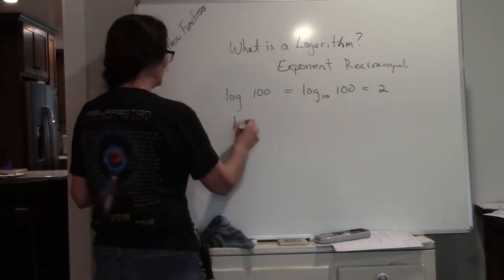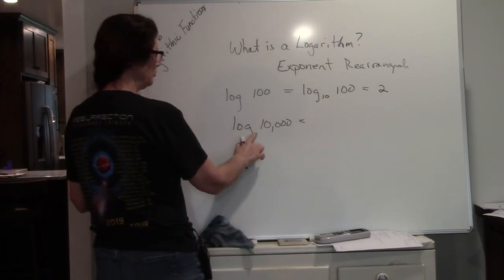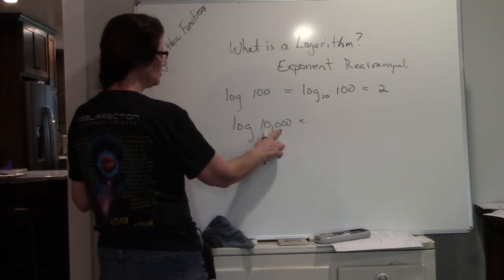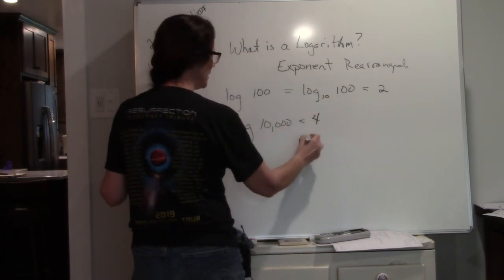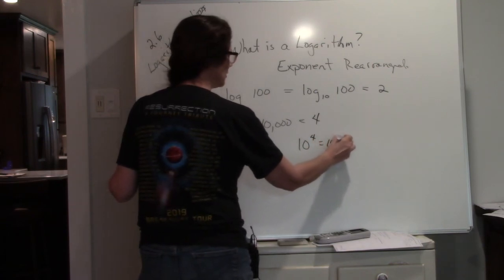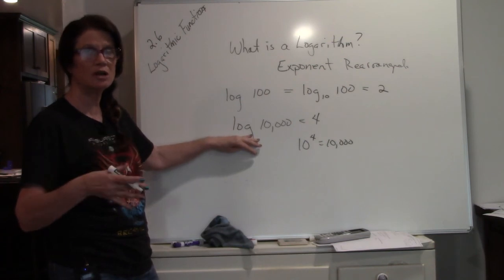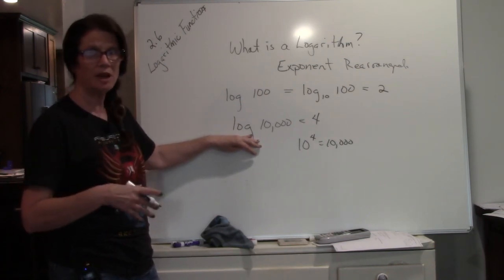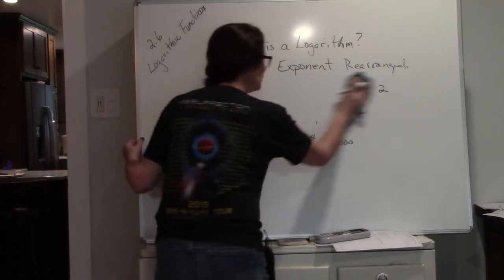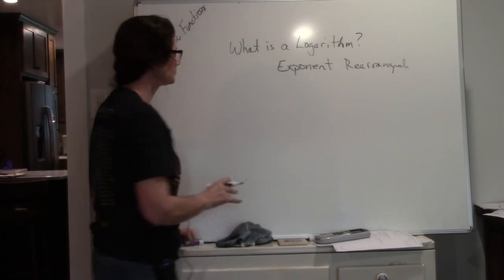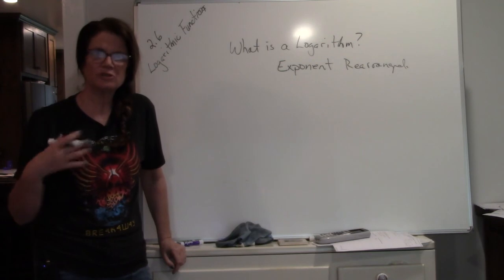Okay? How about this one? Log of 10,000. So what's the exponent on 10 that gives me 10,000? Okay, which is 4, because 10 to the fourth power gives me 10,000. So what a log does is it allows me to solve using the common log, base 10, quite easily. Okay? All right, so that's what a log is. It's just an exponential rearrangement. Okay, so there's log base 10, which is your common log.